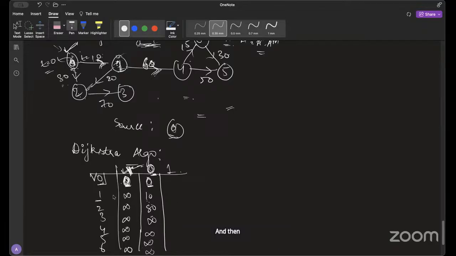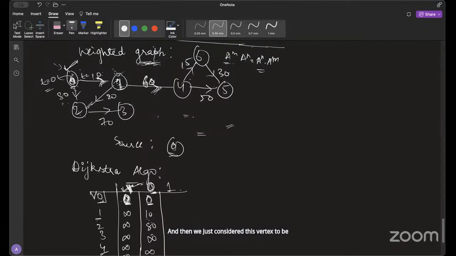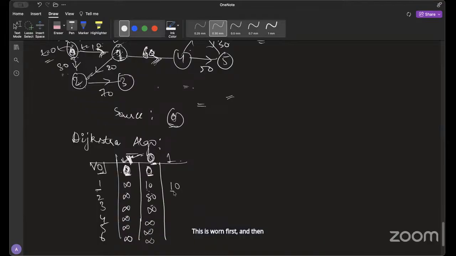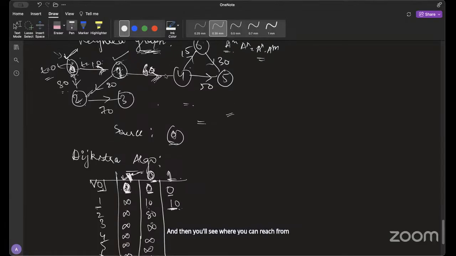And then we just consider this vertex to be burned. We consider this vertex to be burned first because this will burn at time t equals 10 and this will burn at time t equals 80. This is burned first and then we lock this thing up here. So this is fixed now. You don't change this thing. So this distance or this time has been fixed now. 0 is already fixed and then you see where you can reach from 1. So you take 60 there and 20 there. But you already know that the time till 1 is 10. So it's 10 and then you add a 60 here for 4.